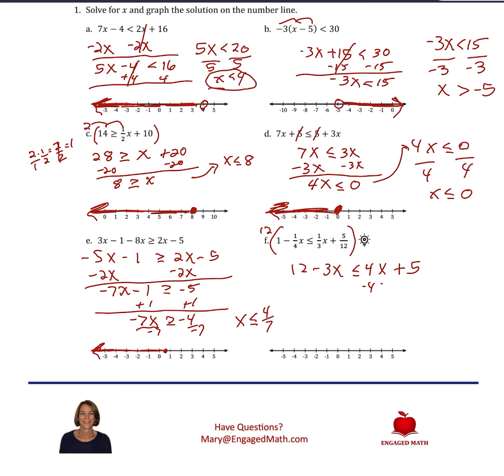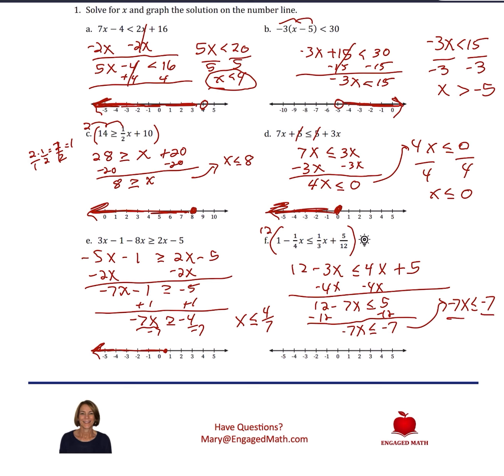Okay, so I'm going to subtract 4x from both sides again because I like to get the variables on the left. So now we have 12 minus 7x is less than or equal to 5. I'm going to subtract 12 from both sides to get the x's on one side, the numbers on the other. So we now have negative 7x is less than or equal to negative 7. I'm going to rewrite that right here. Negative 7x is less than or equal to negative 7.